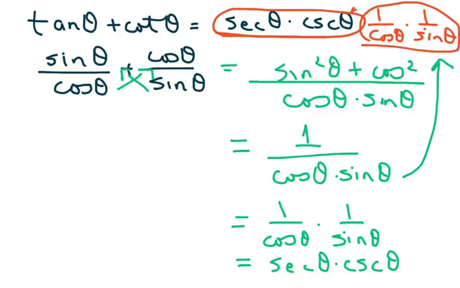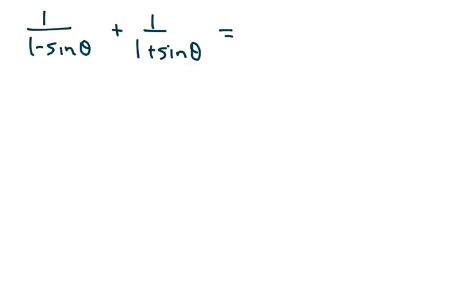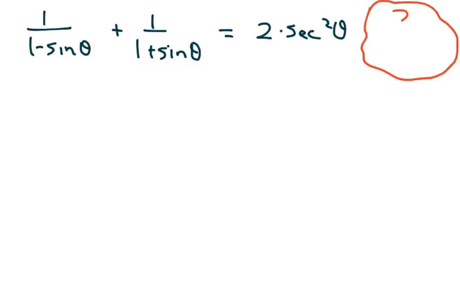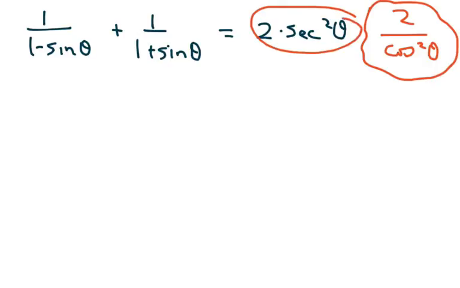The next one is 1 over 1 minus sine of theta plus 1 over 1 plus sine of theta equals 2 times secant squared of theta. And again, if you want to know what that really looks like, that's 2 over cosine squared of theta. So just keep in mind what our desired result's supposed to be.